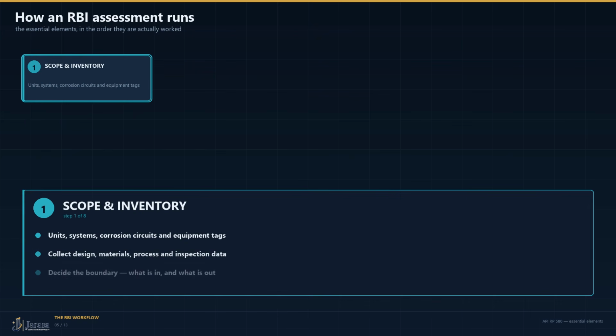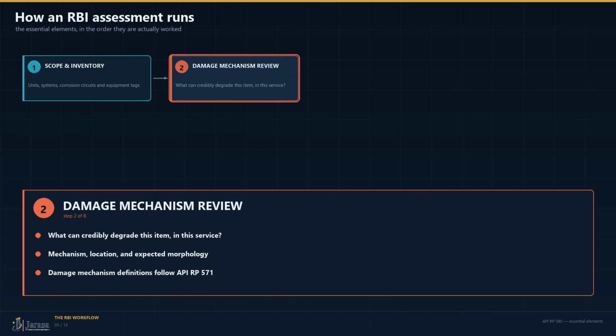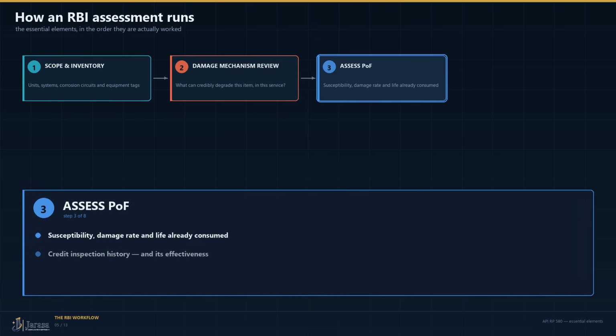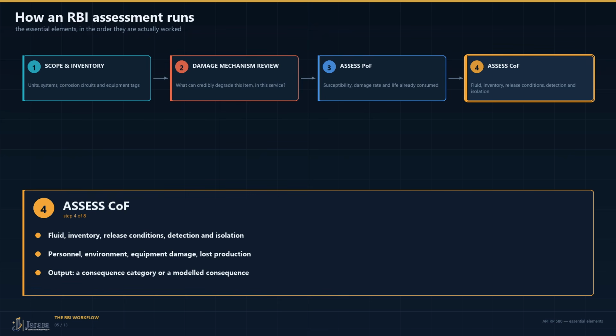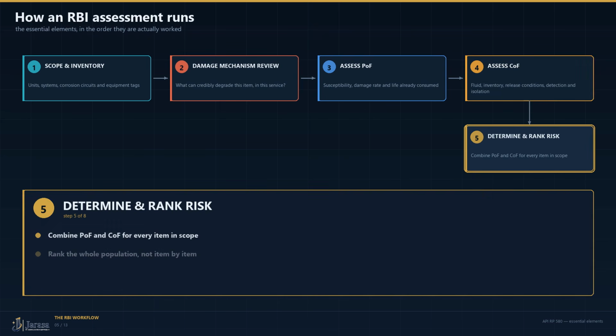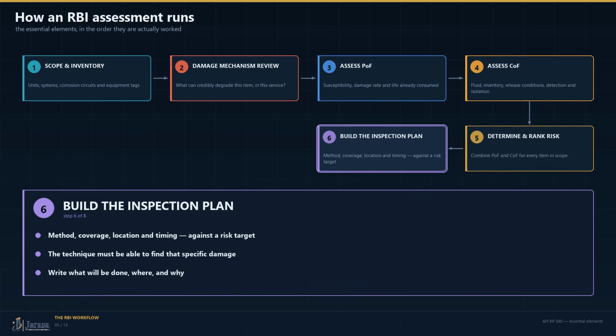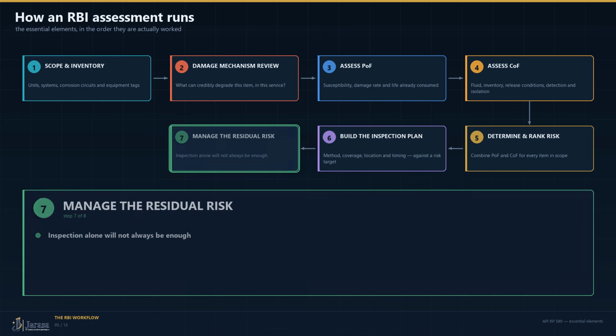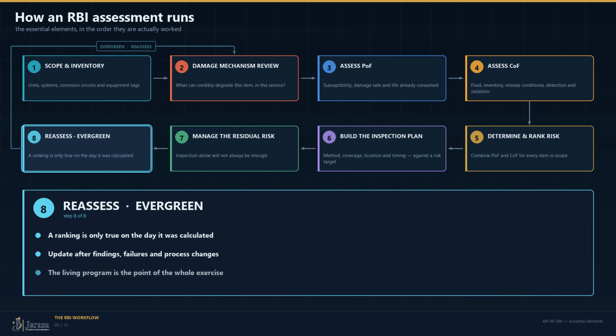The workflow follows a consistent path. First, scope the study and build the inventory: units, systems, corrosion circuits, and equipment tags. Second, review damage mechanisms: what can actually degrade this component, in this service. Third, assess probability of failure. Fourth, assess consequence of failure. Fifth, combine the two into risk, and rank the whole population. Sixth, build the inspection plan: method, coverage, location and timing, against a risk target. Seventh, manage what is left over, through monitoring, repair or process change. And eighth, reassess, because a risk ranking is only true on the day you calculated it.